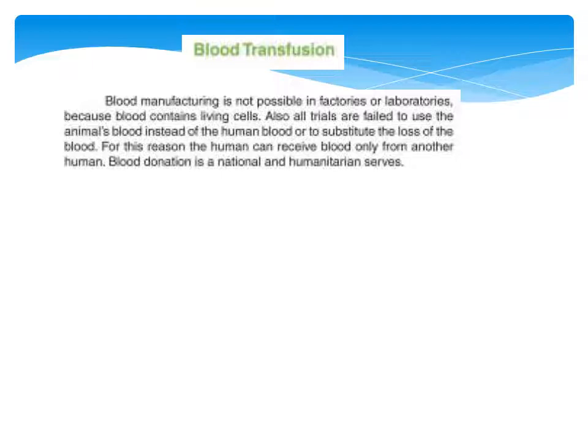Also, all trials have failed to use animal blood instead of human blood, or to substitute for the loss of blood. So what are these two reasons? The blood contains living cells, so it is not possible to manufacture in factories or laboratories, and all trials have failed to use animal blood instead of human blood. For this reason, a human can receive blood only from another human. Blood donation is a national and humanitarian service.